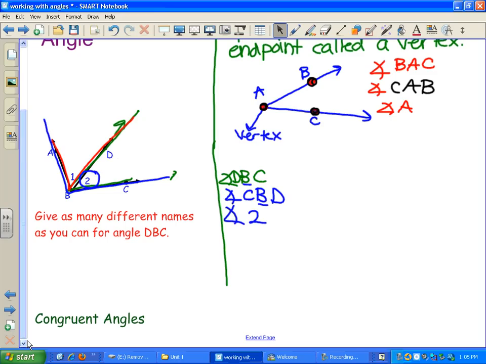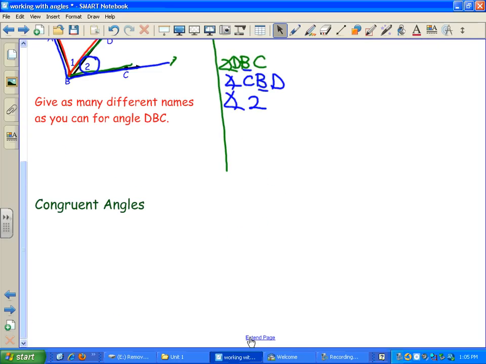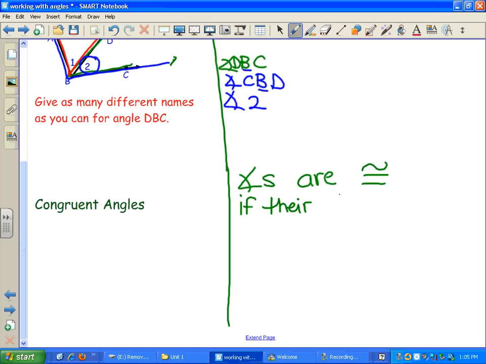All right, one more term that we need to talk about, and that's called congruent angles. So here's our definition of congruent angles. Angles, and that's my symbol for angles, are, there's my symbol for congruent, so an equal sign and a little squiggle on top. So angles are congruent if their angle measures are the same.